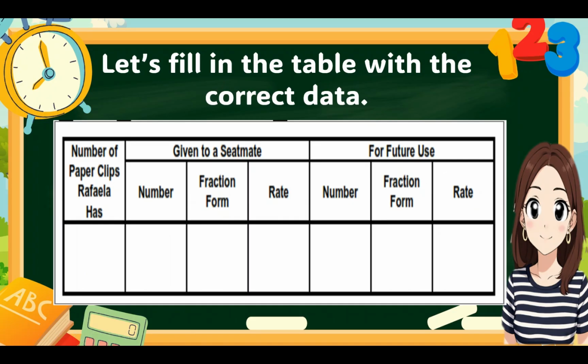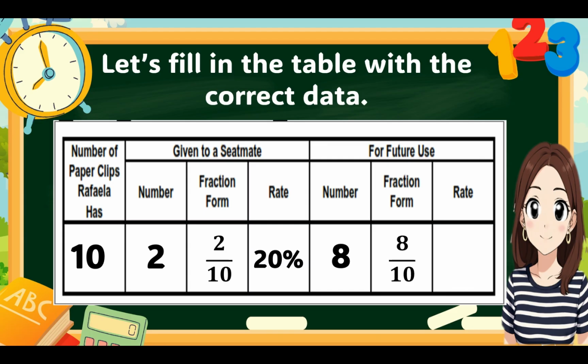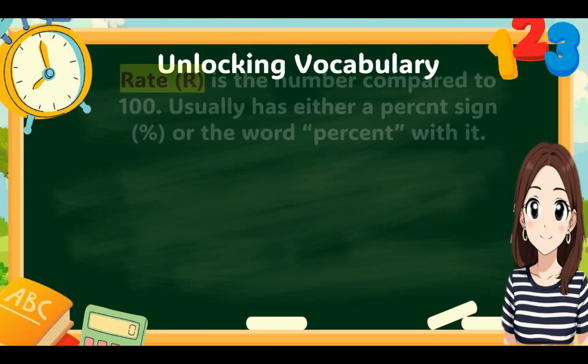Now, as for the number of paper clips that Rafaela has, she has 10 paper clips. 2 out of 10 were given to a seatmate, and in fraction form, we write it as 2 over 10, and that is a 20% rate. And as for future use, the remaining 8 out of 10 were kept by Rafaela for future use. In fraction form, it's written as 8 over 10, and the rate is 80%. Now that answers the question. Is it right for Rafaela to say that she kept 80% of the paper clips? Yes, definitely.